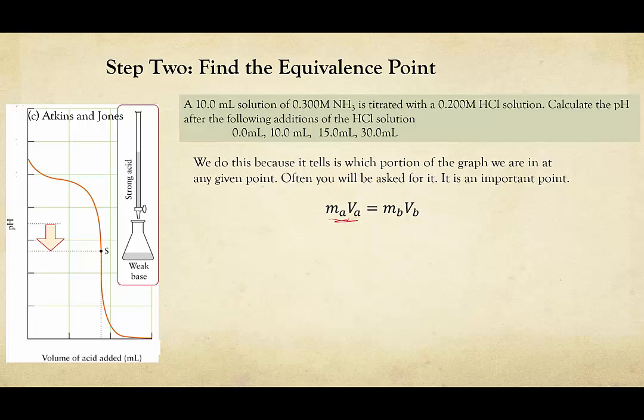We'll set up our moles of acid. Our moles of acid are equal to our moles of base. So here M is just concentration, V is in volume. We'll fill in our values. Here we have our 0.2 molar in our unknown volume. This will be our equivalence point volume. Here we have our amount of NH3 that we started with and our 10 mils that we started with. We're able to leave this in mils because we have the same units on both sides. So whatever unit we put our volume in on one side will be the volume that comes out on the other.